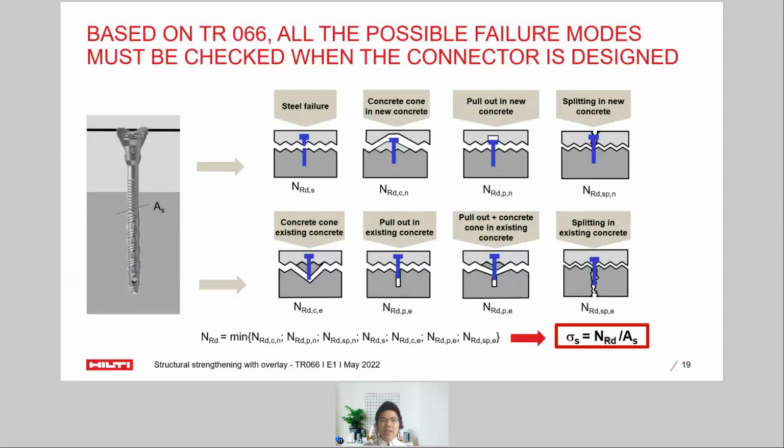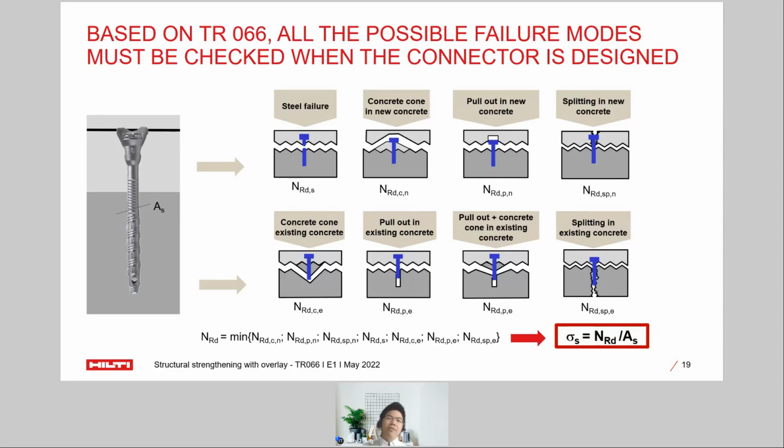They are actually very similar to what you may know from anchor design. We consider the steel failure of the connector. We also consider the concrete failure in the newly cast concrete overlay section, like the concrete cone in new concrete, pull out in new concrete, and splitting in the new concrete. At the same time, we also consider concrete failure in the existing concrete layer: again, concrete cone in the existing concrete, pull out in existing concrete, pull out plus concrete cone in existing concrete, or splitting in existing concrete.